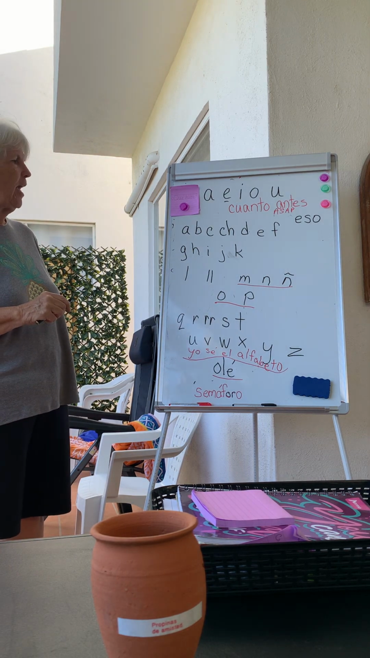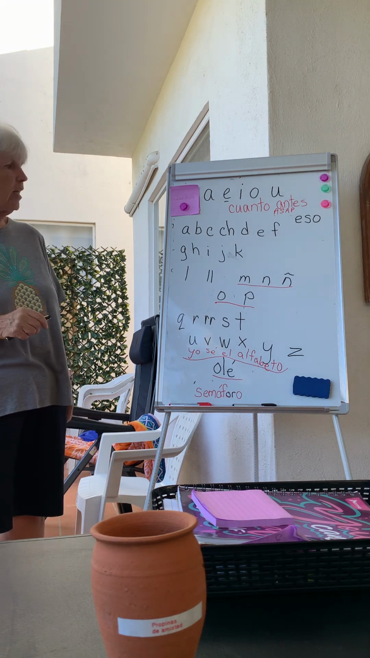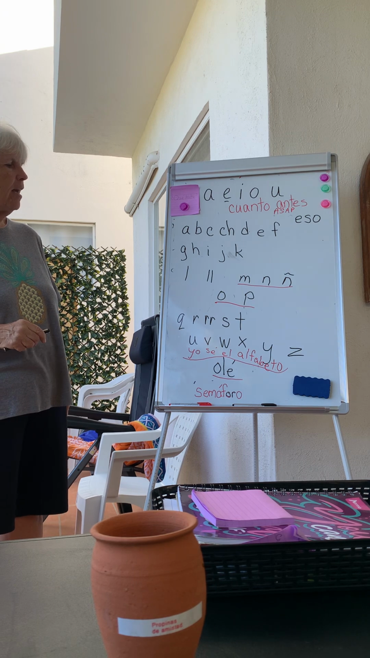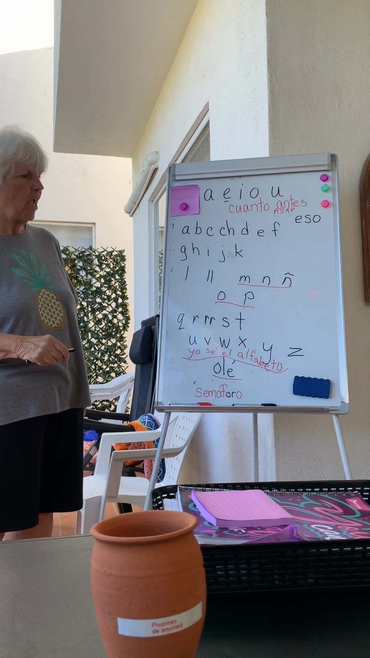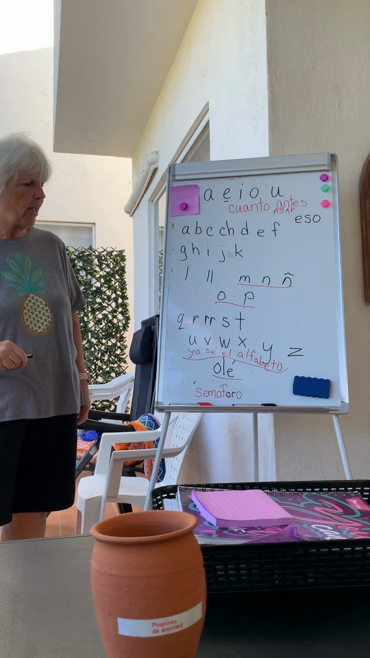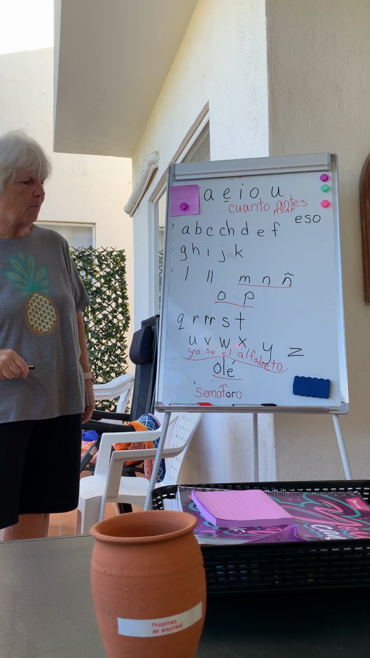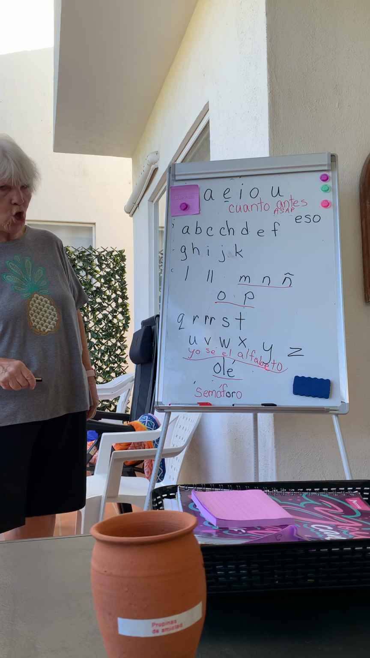A, B, C, D, E, F, A. A, B, C, D, E, F, A. Hey, H, I, J, K. Hey, H, I, J, K. L, A. L, A, A. M, A, N, A, N, A. Okay. Q, R, R, S, T. Q, R, R, S, T. U, B, W, X. U, B, W, X. Y, Y, Z, Z. Yo sé el alfabeto.